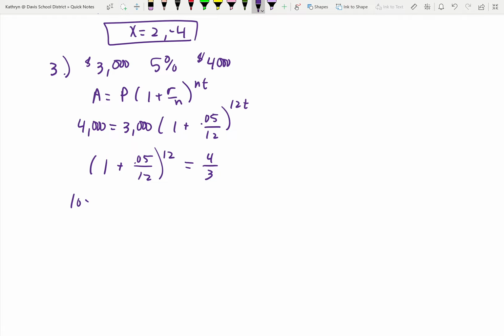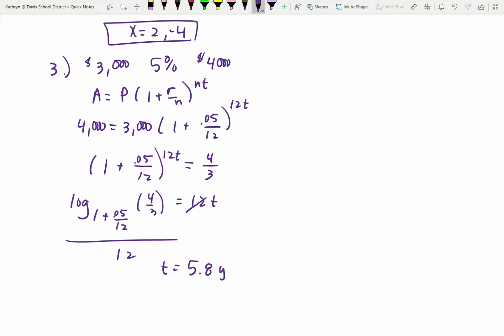Now I'm going to convert it, and it's going to be log base 1 plus 0.05 divided by 12 of 4/3 is equal to 12t. And then to solve for t, I'm just going to divide. So putting this in the calculator is maybe a little tricky. So I'll go log 4 divided by 3, close it, divided by log 1 plus 0.05 divided by 12, close it, hit enter. Then I'm going to go divided by 12, hit enter. They want it to the nearest tenth, and my answer is 5.8 years.